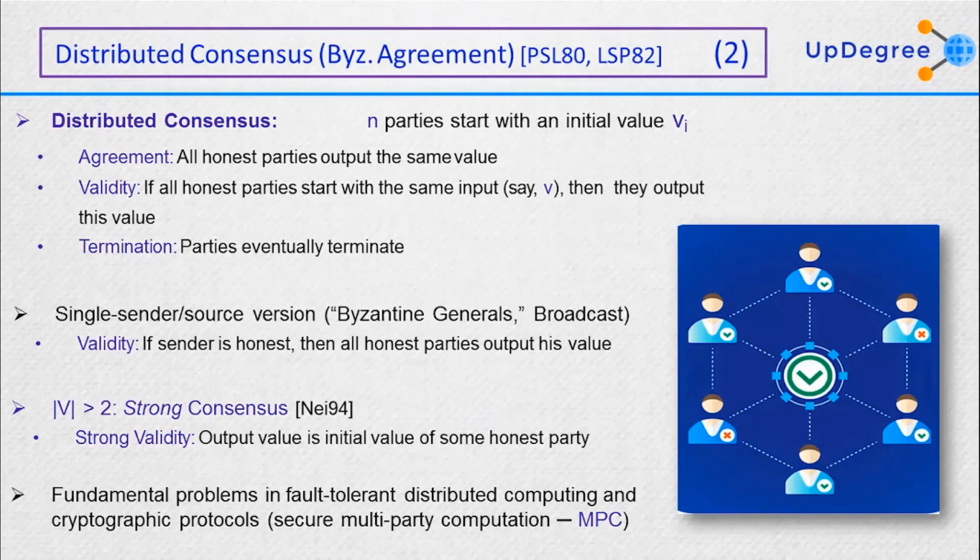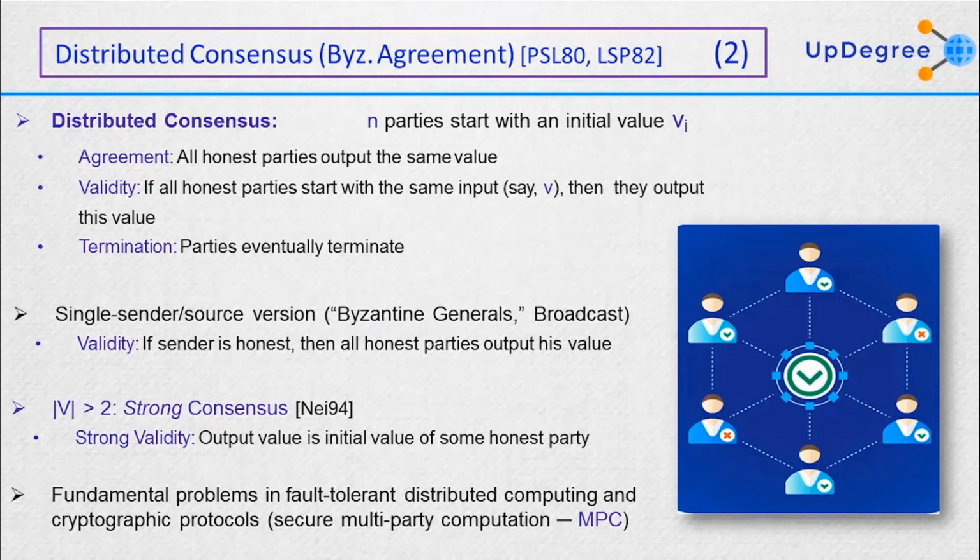There are various forms of consensus. Every blockchain comes with a different consensus. Here I'm showing you what we mean by distributed consensus, and it comes with an agreement where all honest parties have the same value. Second, you can have validity, where every value V will be accepted for every output. And third, it can be terminated.